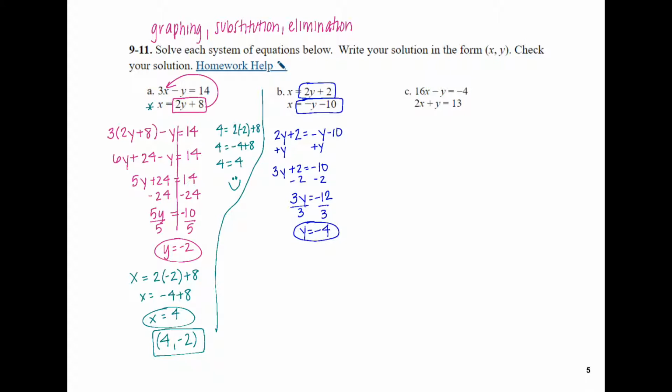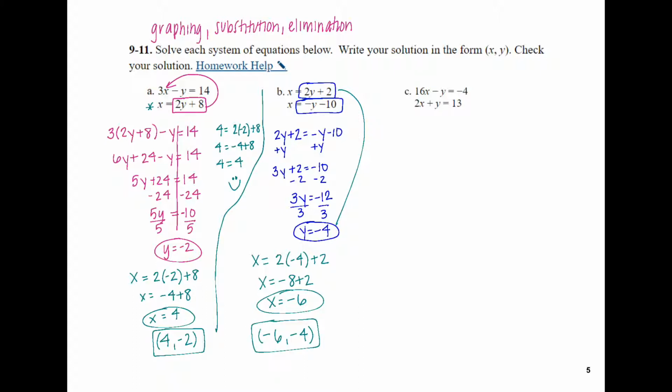Remember, we need to plug that back in and solve for our x. So you can plug it back into either equation. So I'm going to plug it back into the top one. So x is equal to 2 times negative 4 plus 2. x is equal to negative 8 plus 2. x is equal to negative 6. Remember, we need to write our solution as an ordered pair, (negative 6, negative 4).